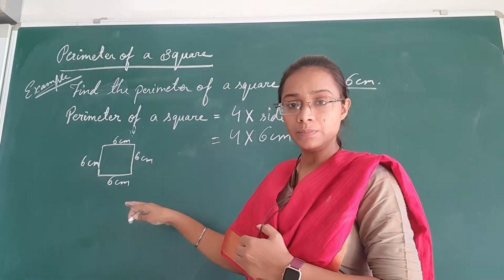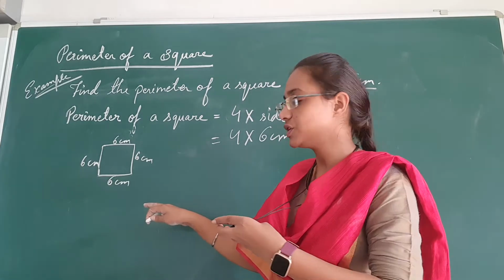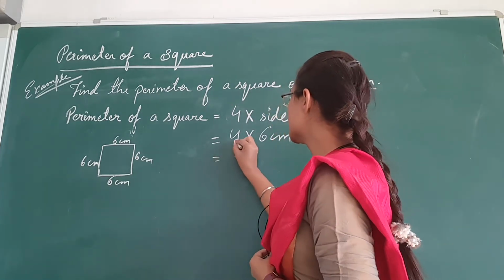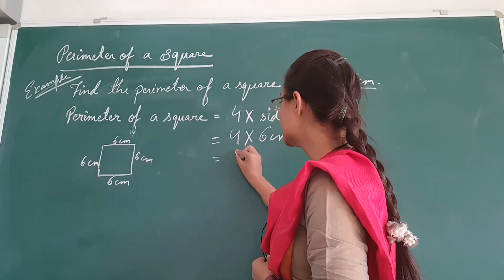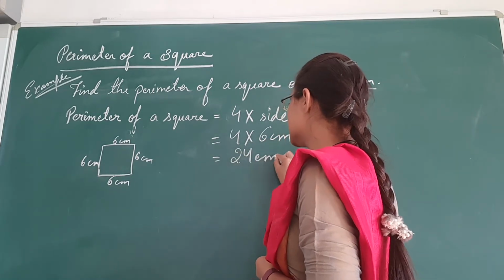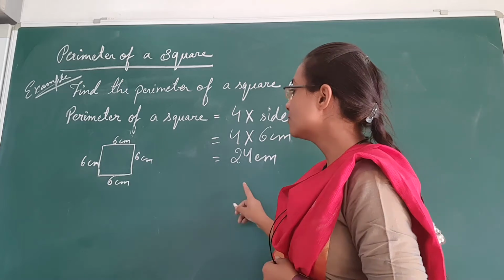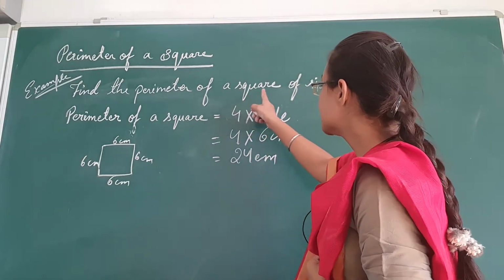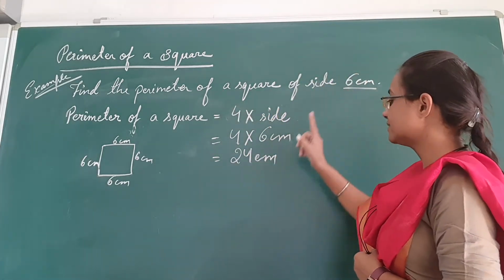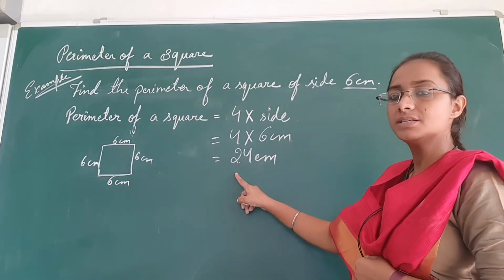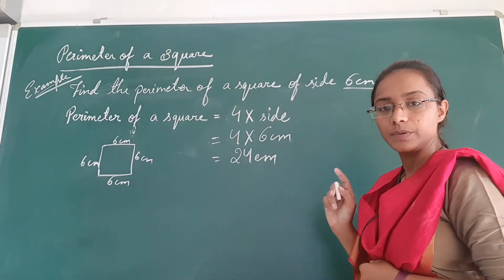If we are summing up to find out the perimeter, you know that it is the sum of the length of the given shape. So 4 into 6 is equal to 24 centimeter. So the perimeter of a square whose side is 6 centimeter is 24 centimeter. Okay.